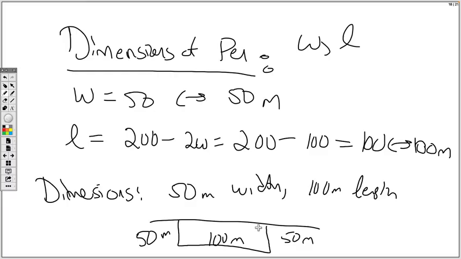Make sense or not? Now, one thing they didn't ask about is, well, what is the maximum area? They didn't ask for that, but what would it be? Just 50 times 100, so what, 5,000 square meters? They didn't ask for that. So when you're looking at these problems, you want to make sure you answer all the questions they ask. Okay.